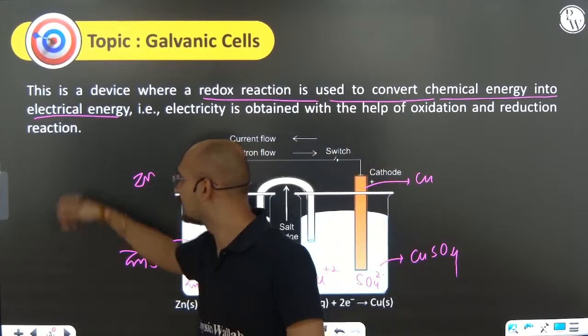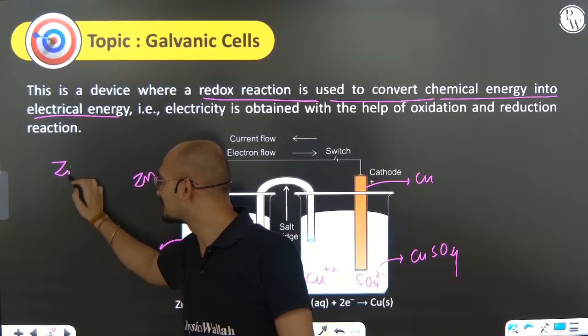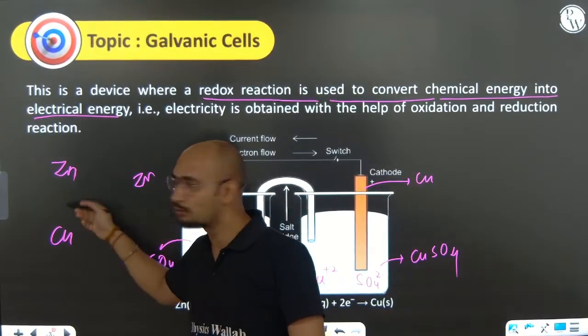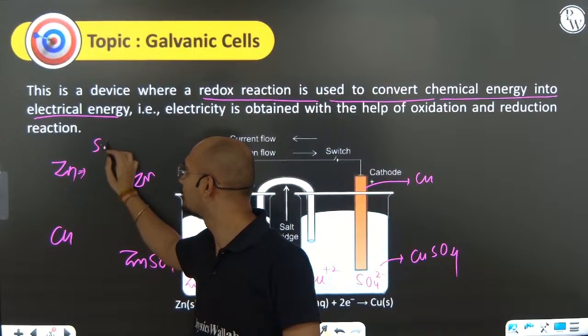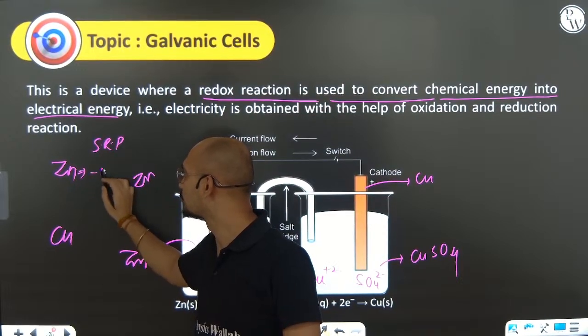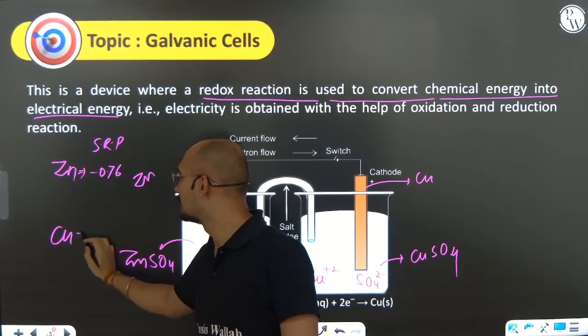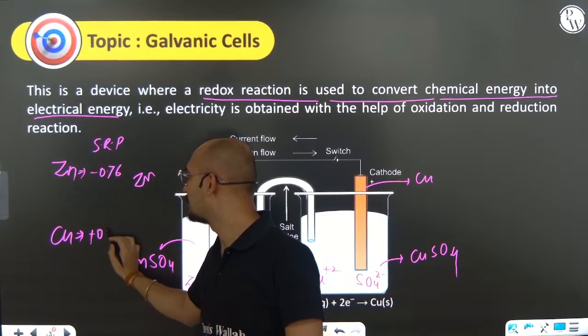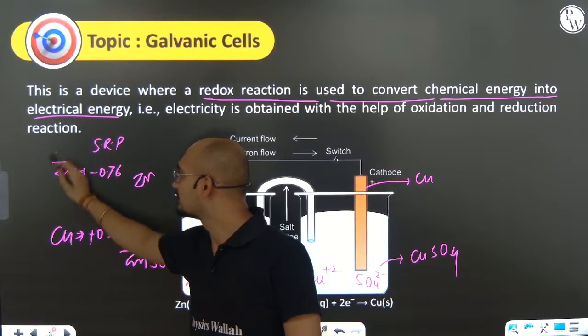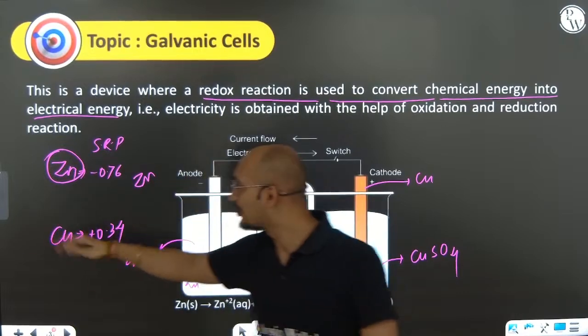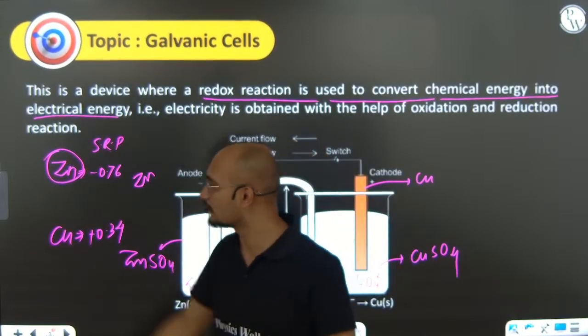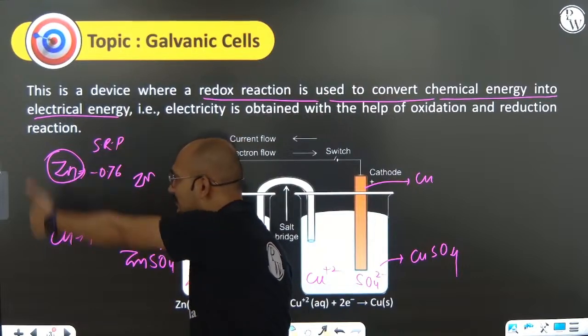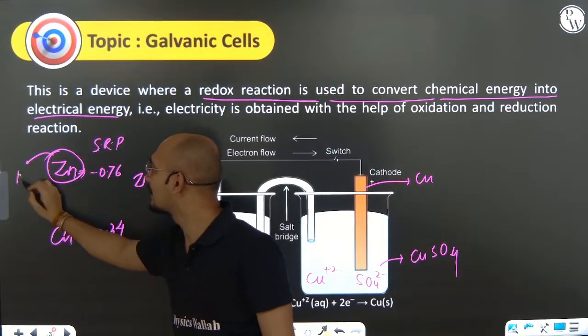And we know that in the electrochemical series, zinc is above copper. Yes or no? Because zinc has the SRP value, though we have not told you, but still you know these values, minus 0.76, and it is plus 0.34. So you can see that zinc will have lesser SRP and a higher place in the electrochemical series. So it will have the oxidizing tendency, so it will act as anode.